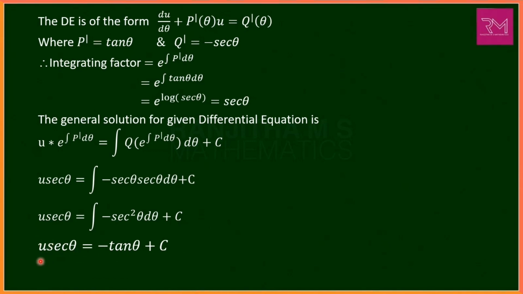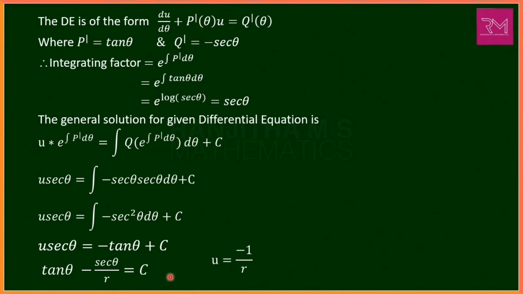Last step, substitute the u value over here. We know that u is minus 1 by r. Substituting that value here, we get minus 1 by r into secant theta, which is equal to minus tan theta plus c. If we take this minus tan theta to the left hand side, that becomes tan theta minus secant theta by r, which is equal to c. This is the general solution for the given differential equation.